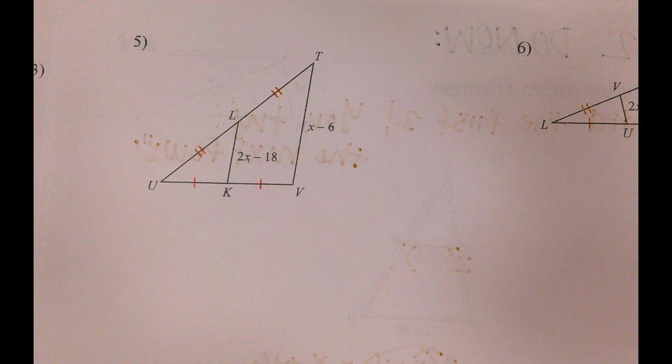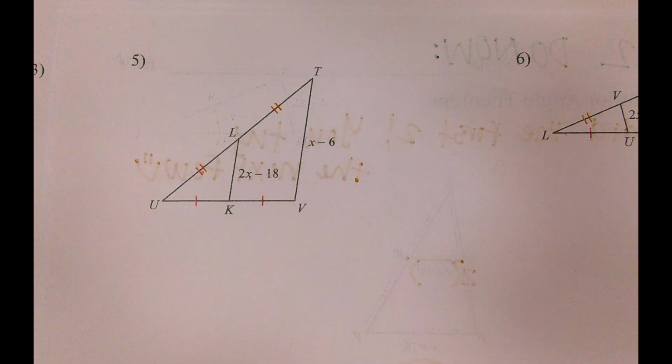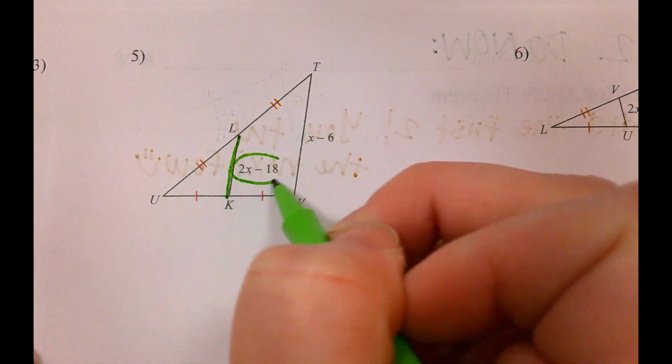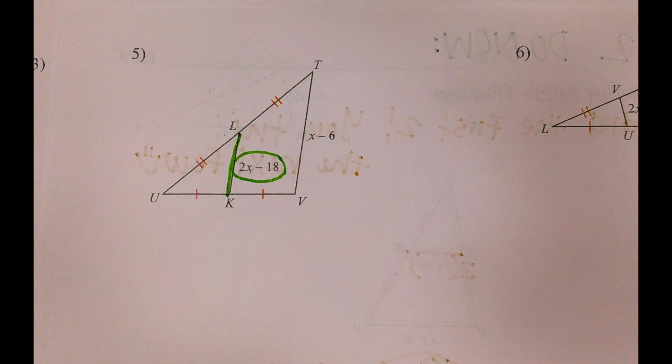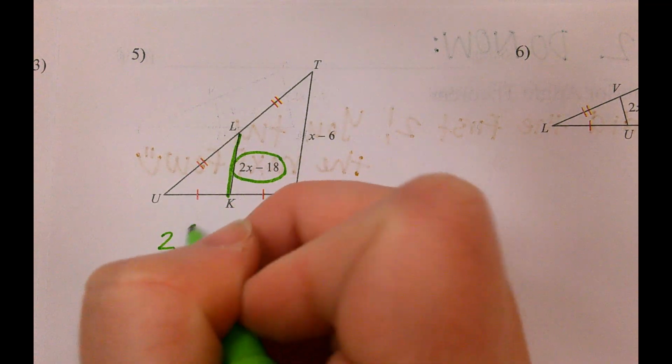So for number 5, again, I've got 2 different segments that are labeled. I've got 2x minus 18 and I've got x minus 6. Which one is the midsegment? Yeah, 2x minus 18. That is my midsegment. And the midsegment, remember, that's the one we multiply times 2. So I know I'm going to multiply that by 2. What equation should I write? 2 times 2x minus 18 equals x minus 6.